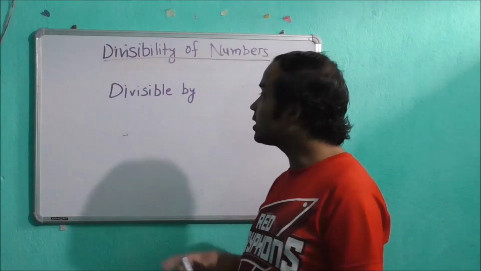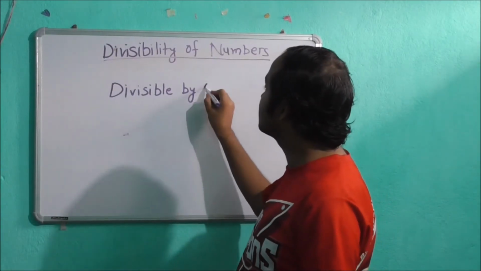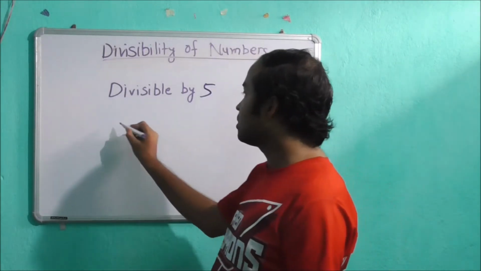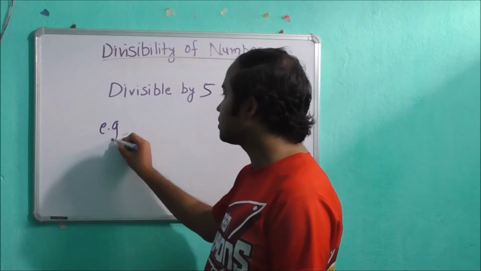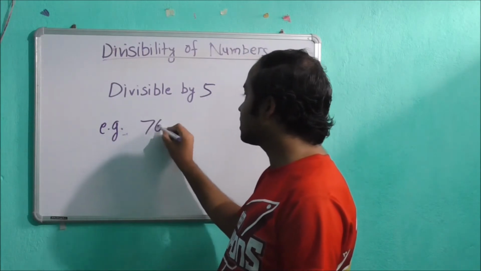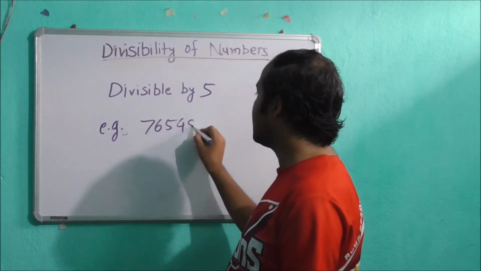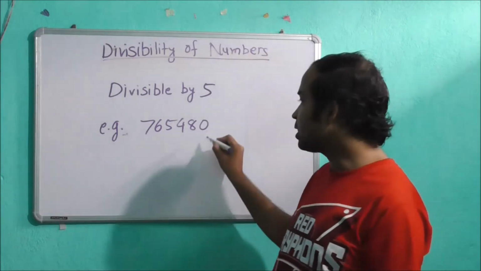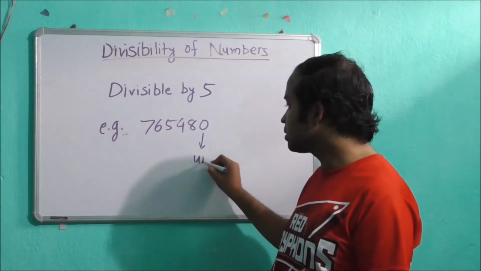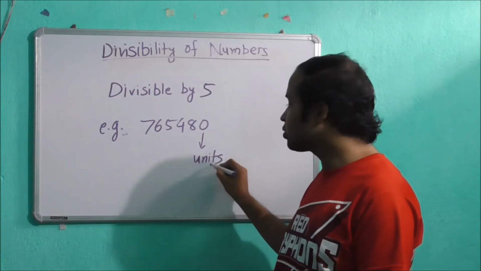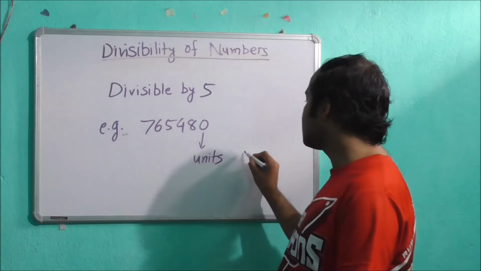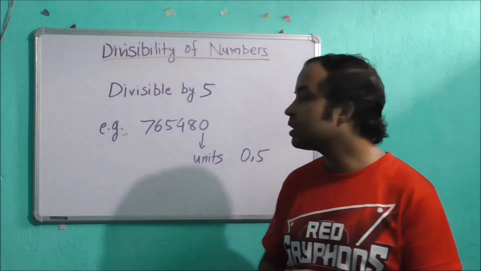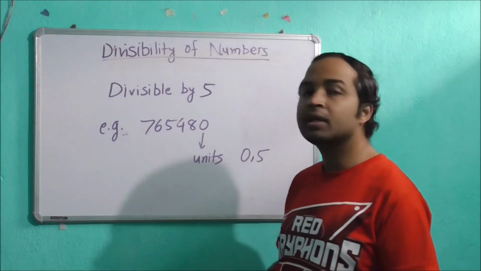Now let's check whether any number is divisible by 5. Let's take an example: 765480. What we need to check is the units place. If at the units place we have 0 or 5, then that number will be divisible by 5.